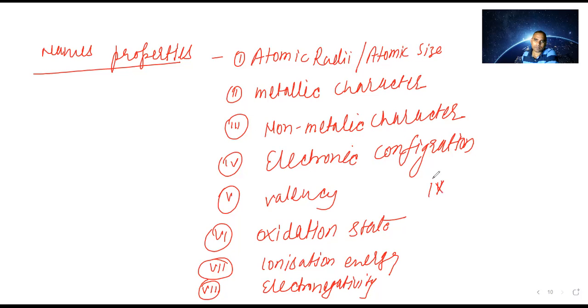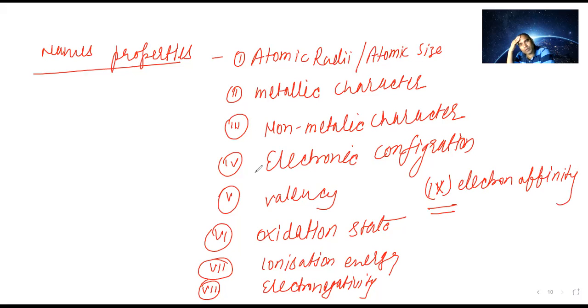Ninth one. What is the ninth one? Electron affinity. So nine properties are there. One more property is there, but that is not important. We'll tell you that one.